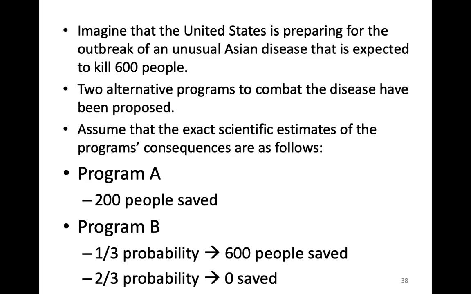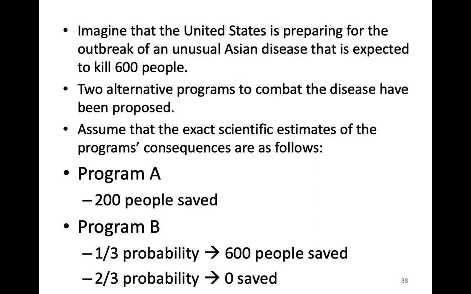All right, let's do another example. Here's another problem. I'm going to have you imagine that the United States is preparing for the outbreak of an unusual Asian disease that is expected to kill 600 people. Now, I promise this is a problem that was studied a long, long time ago by decision scientists, and it's kind of an interesting time to be talking about this now, but this problem is many, many years old, okay?